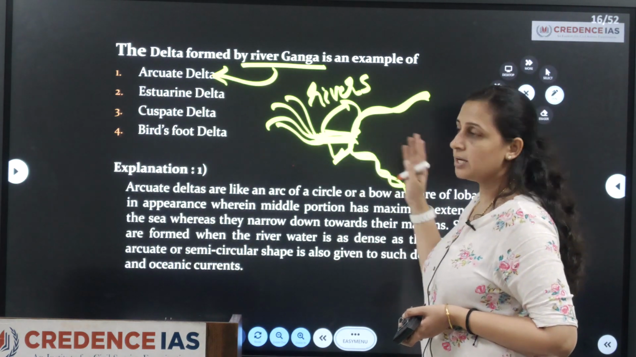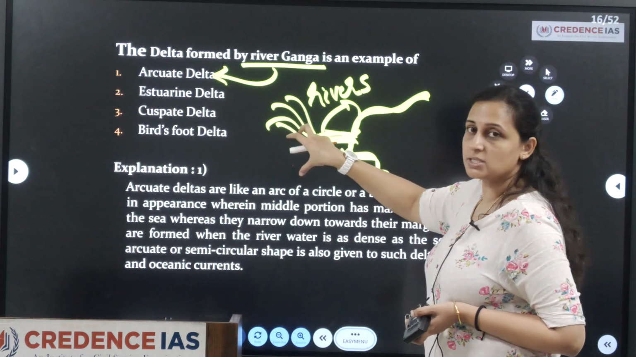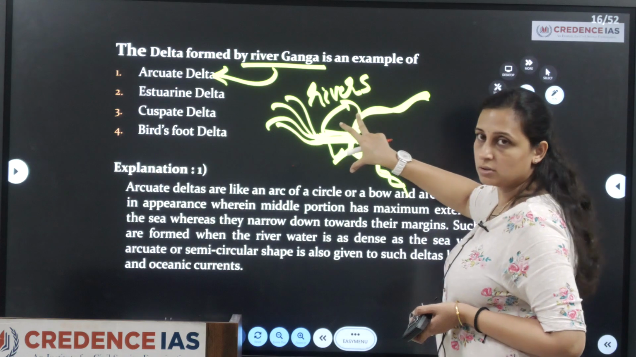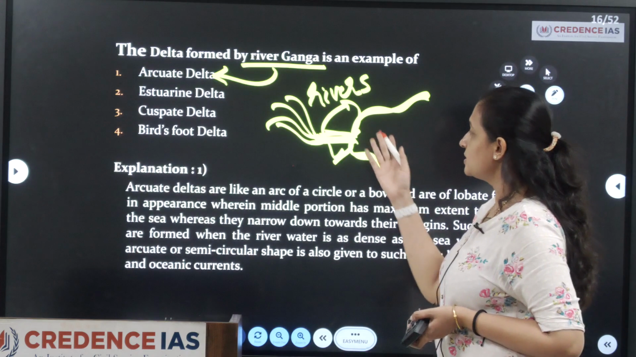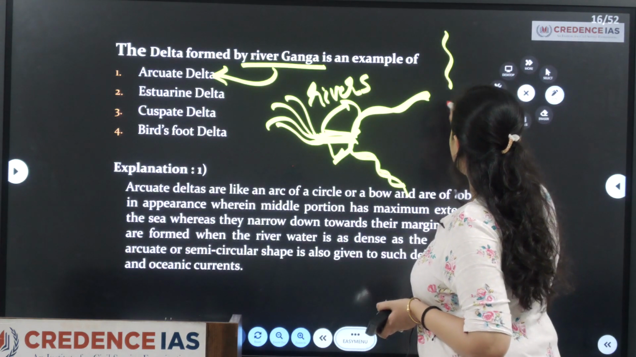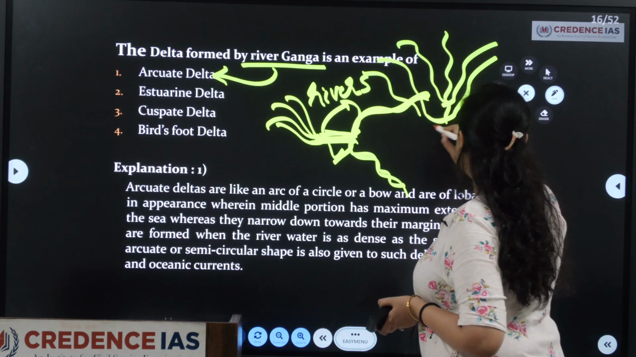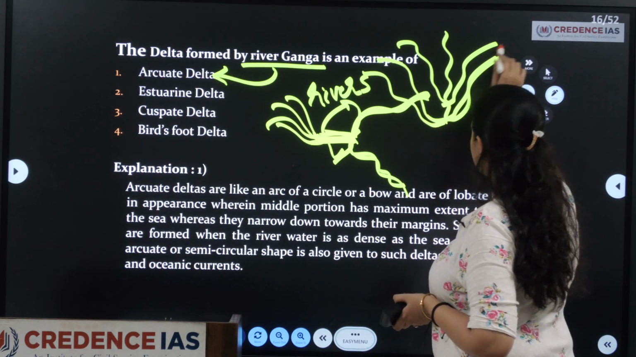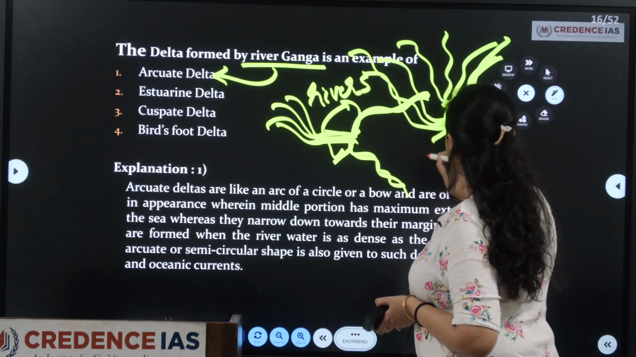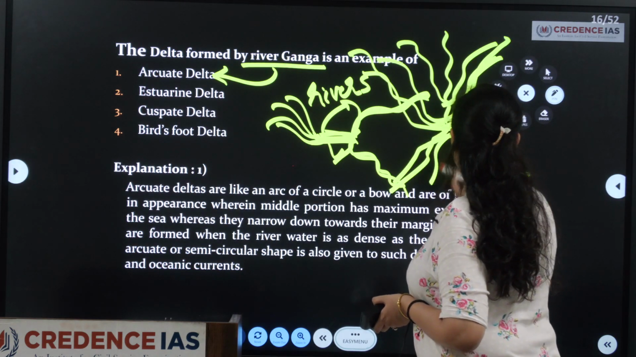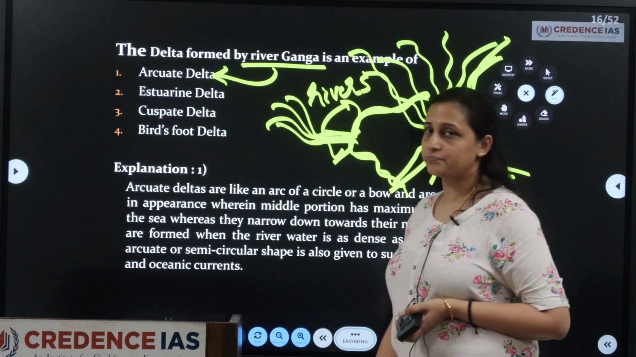These deltas are usually highly fertile regions, as sediments carried by the rivers are deposited at the mouth of the sea or the ocean. River Ganga forms an arcuate delta. That means the main river and its tributaries form an arc-shaped structure. It joins the Bay of Bengal. So this is an arcuate delta.